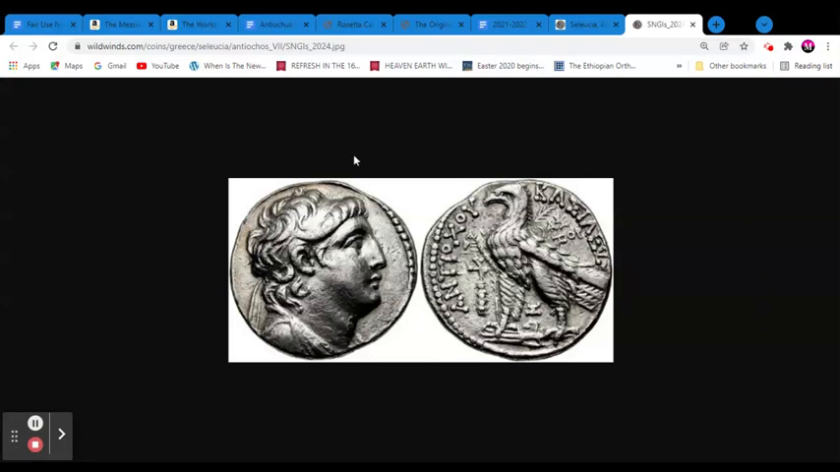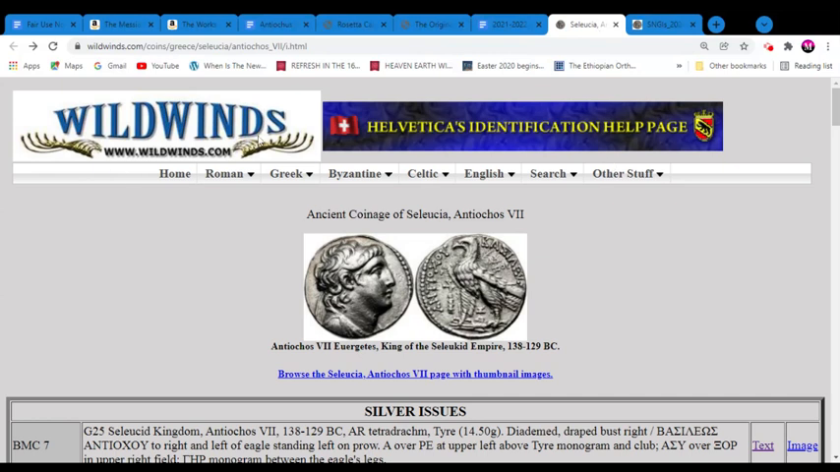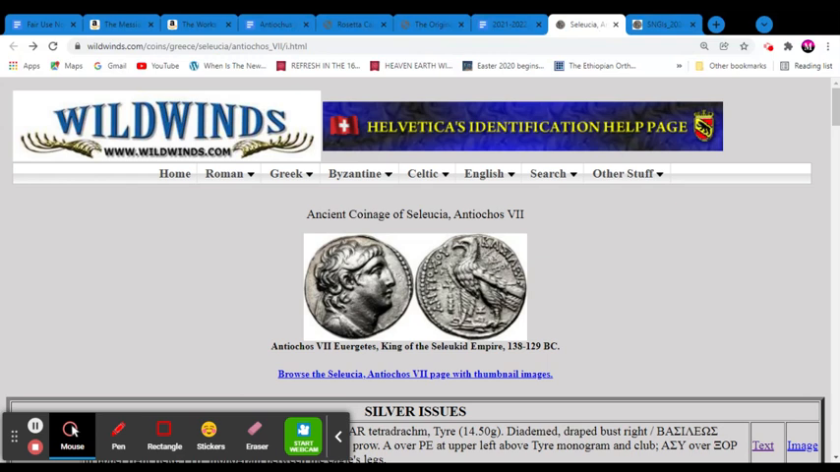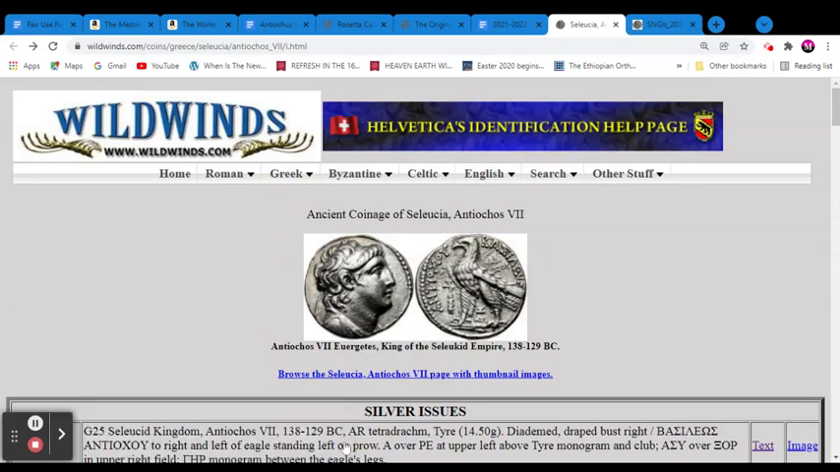Okay, so let us first get this part out of the way. Dealing with the image, let me give credit. This comes from the wildwinds.com site. The title of that coin is Ancient Coinage of Seleucia, Antiochus the Seventh, and he was the king of the Seleucid Empire. Forgive my tongue, y'all. From 138 to 129 BC. Again, it's confirming what we learned in part 2. All right, so let me go ahead and take that off.